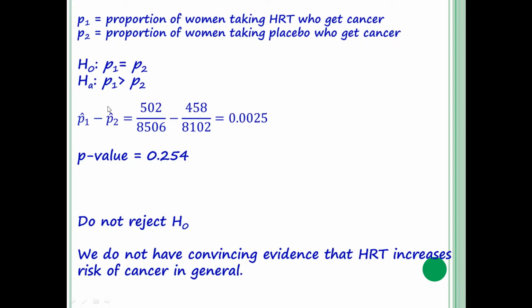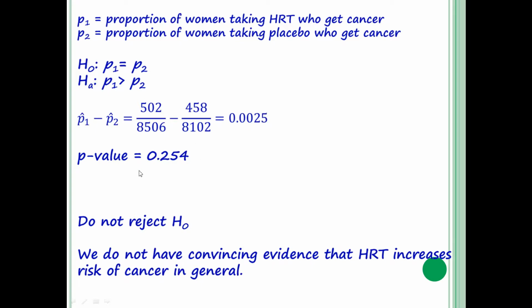So here is the solution. First step is stating the hypothesis. The null will have the equal sign. The alternative will follow the question. So you'll have P1 larger than P2. Step 2, find the sample statistic, and this is the difference in proportion. You find this by yourself.